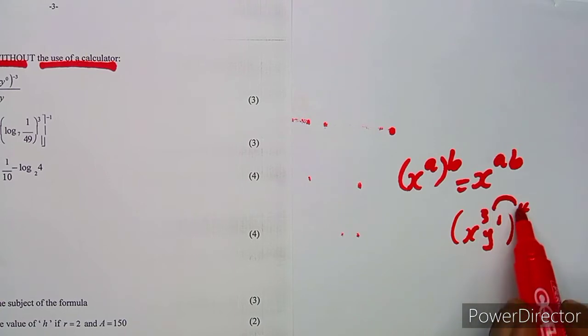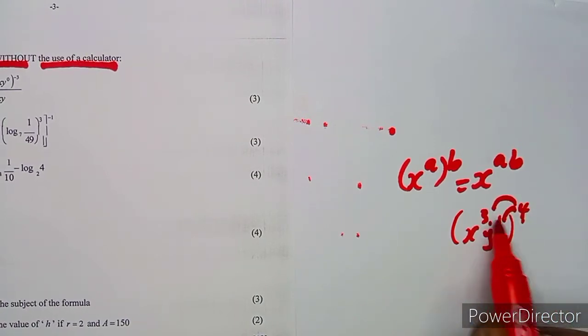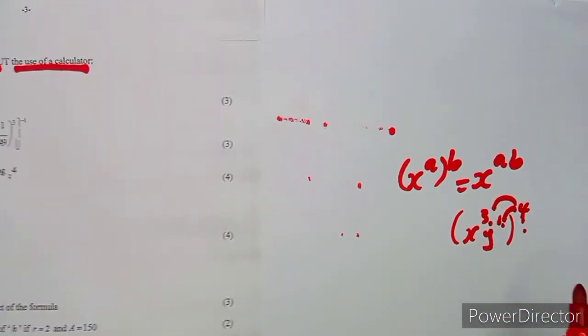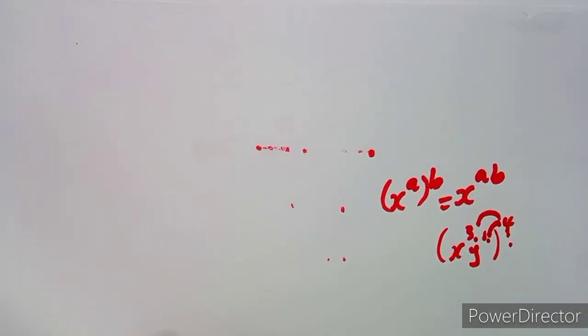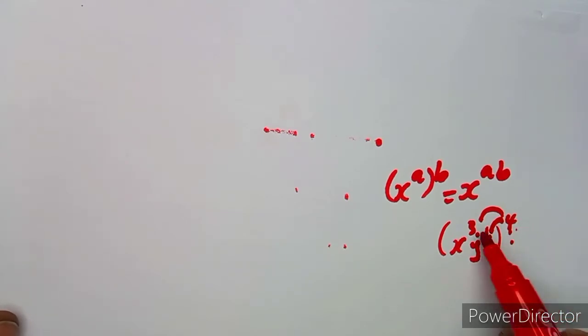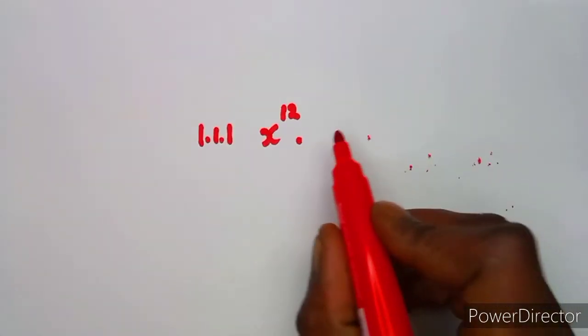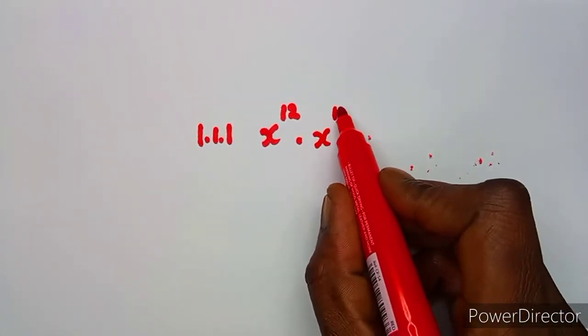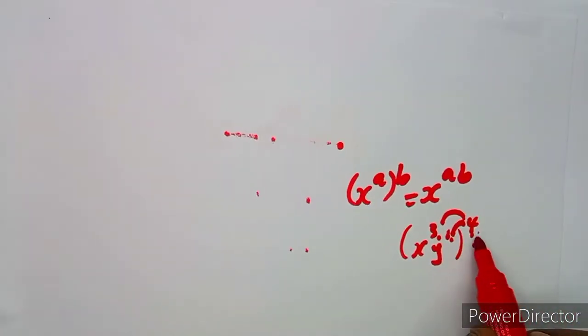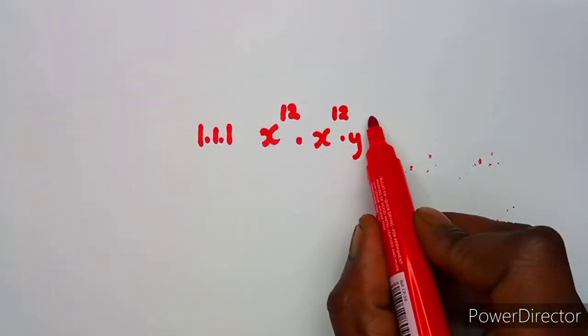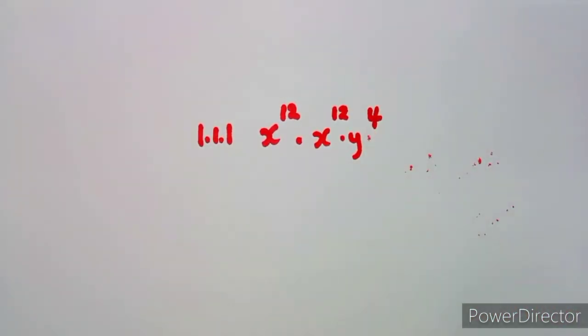So this 4 is going to do the same thing. It's going to multiply the 3 and it's going to multiply the 1. So at the end, 4 times 3 is 12, so that's x to the exponent of 12, and y to the exponent of 4 times 1, which is 4. So that's what you're going to have.